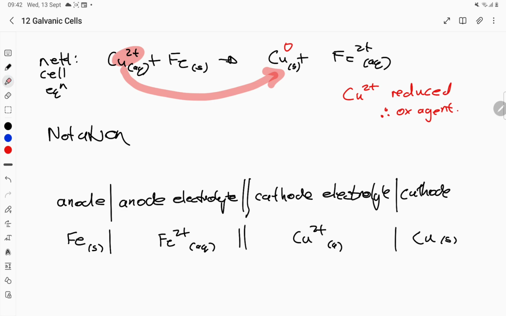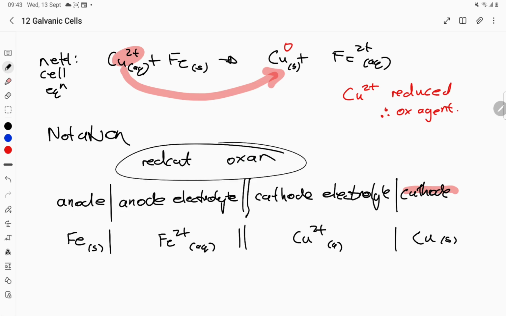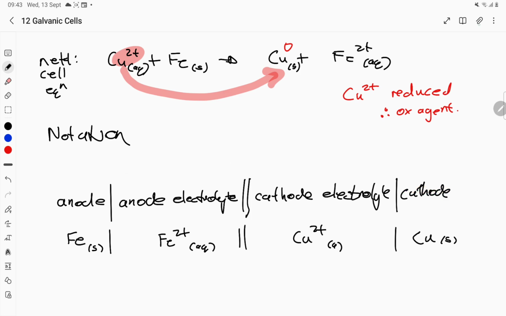So again, we have anode electrolyte, cathode electrolyte, and we just have the salt bridge symbol over there, right? So it's not that bad. But if you know red cat and you know oxan, you are fine with this pattern that you will memorize, okay? No matter what two electrolytes or half cells we have, we can always just go in this pattern and rewrite it as is, and it's quite simple.